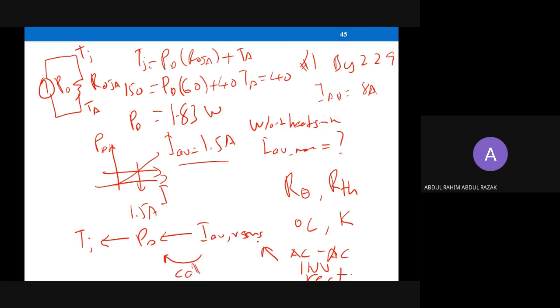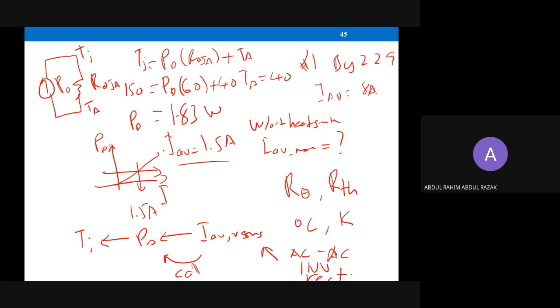Okay, this is the condition whereby we don't apply any kind of fixing to the device. It means that we have to limit our switch current up to 1.5 ampere. We cannot use up to 8 ampere. This is the maximum you can pump into your device.